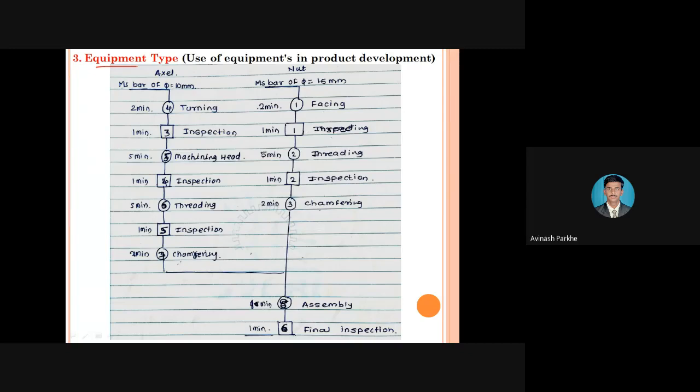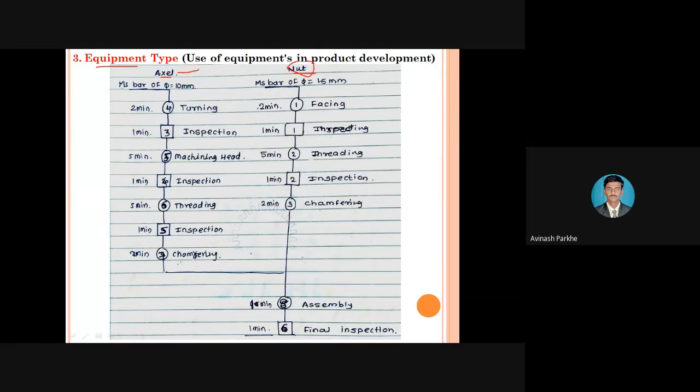flow process chart. So in case of equipment type, the movements of the man or the movements of the material are not represented. Only the type of operation performed on that particular product will be represented. For that purpose we have taken the example of manufacturing of axle and nut. This nut and axle will be manufactured by using a single machine only. Therefore initially the nut is manufactured and after that the axle is manufactured.